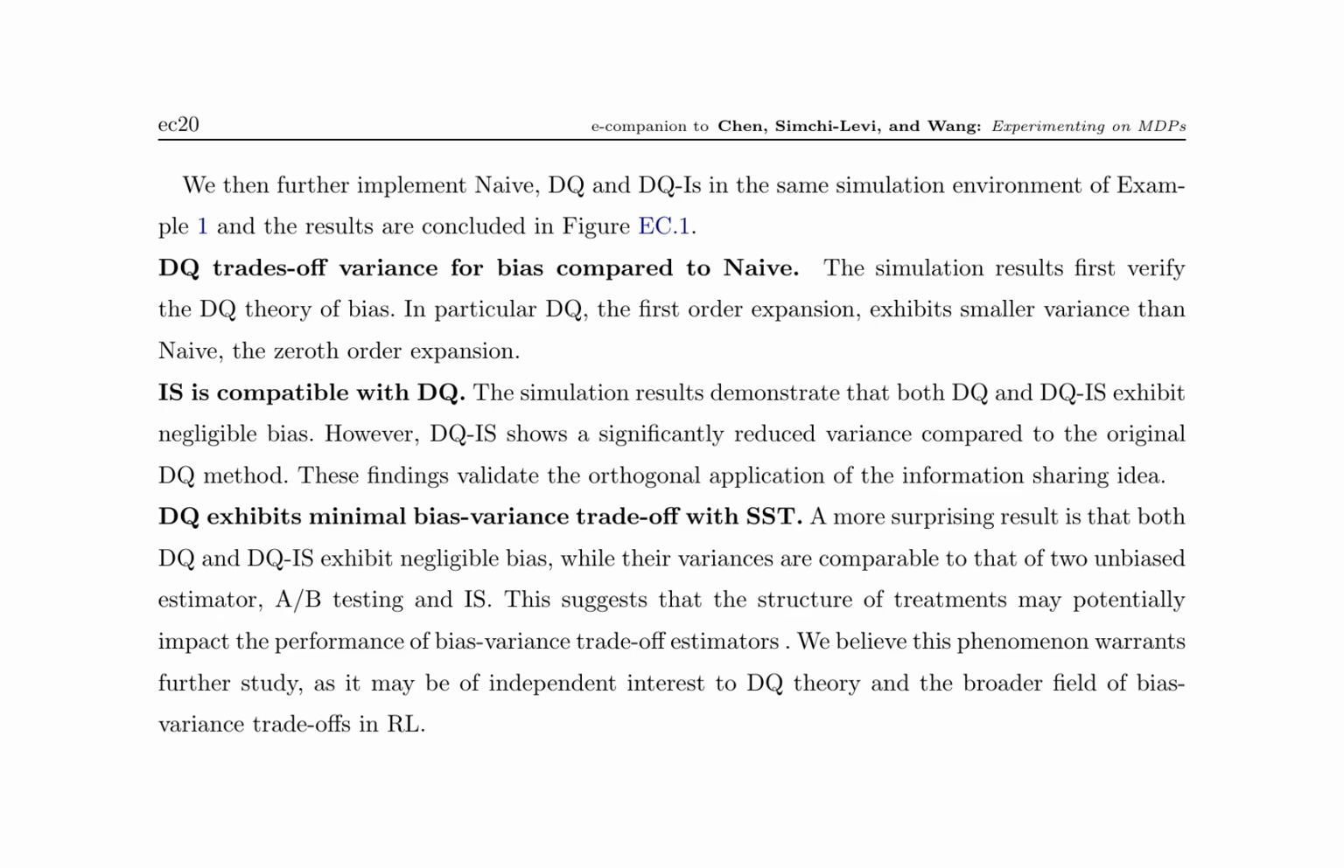In the context of Markov decision processes, they delve into the DQ theory for the discounted reward setting, discussing the naive and DQ estimators. The DQ estimator trades a small bias for substantially lower variance compared to unbiased estimators. The authors also apply the idea of information sharing to the learning of Q functions, resulting in the DQIS estimator, which exhibits significantly reduced variance compared to the original DQ method. Simulation results verify the DQ theory of bias and demonstrate the effectiveness of DQIS in reducing variance.